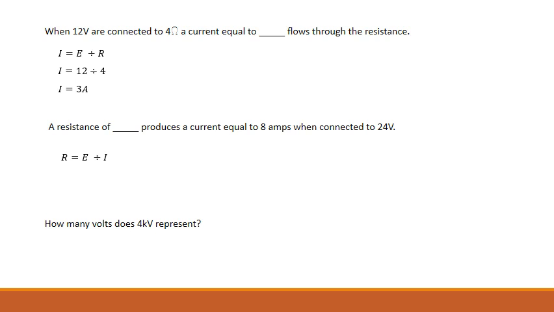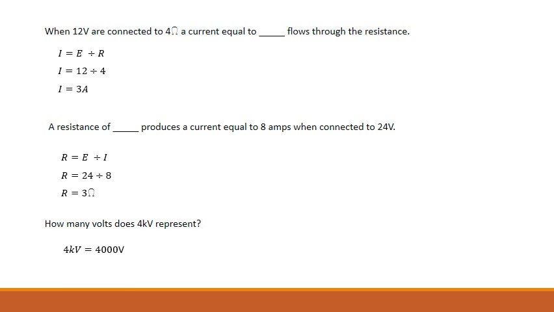A resistance of blank produces a current equal to 8 amps when connected to 24 volts. So we're looking for resistance in this case, so we rearrange Ohm's law to R, or resistance, equals E, voltage, divided by I, or current. So resistance equals 24 volts divided by 8 amps, which equals 3 ohms.